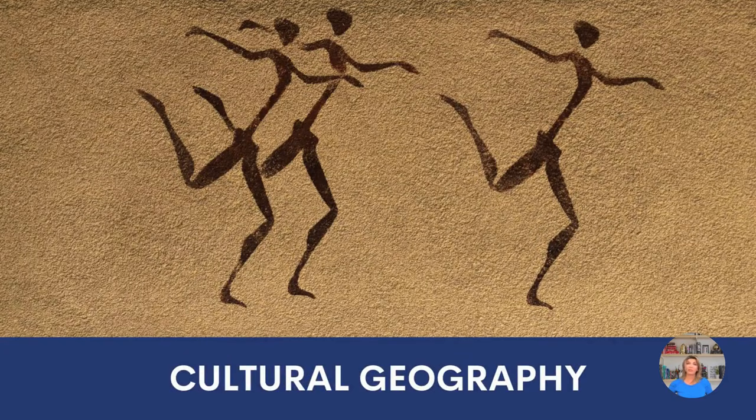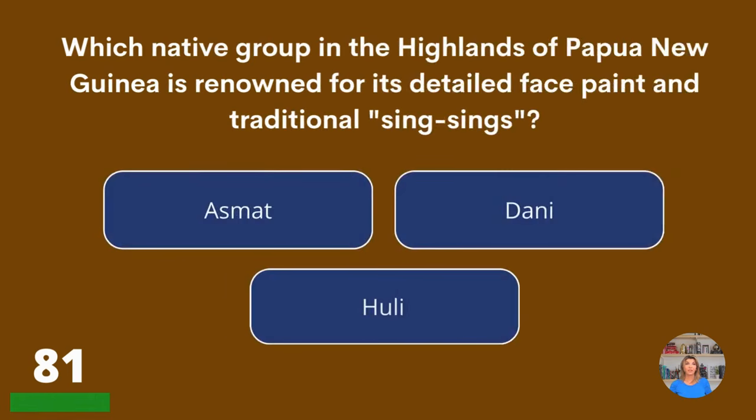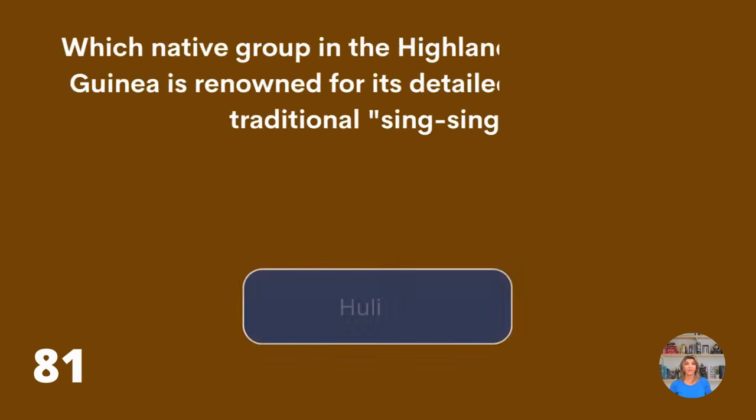And let's move over to cultural geography. For question 81, which native group in the highlands of Papua New Guinea is renowned for its detailed face paint and traditional sing-sings? Asmat, Dani, or Huli? Huli.